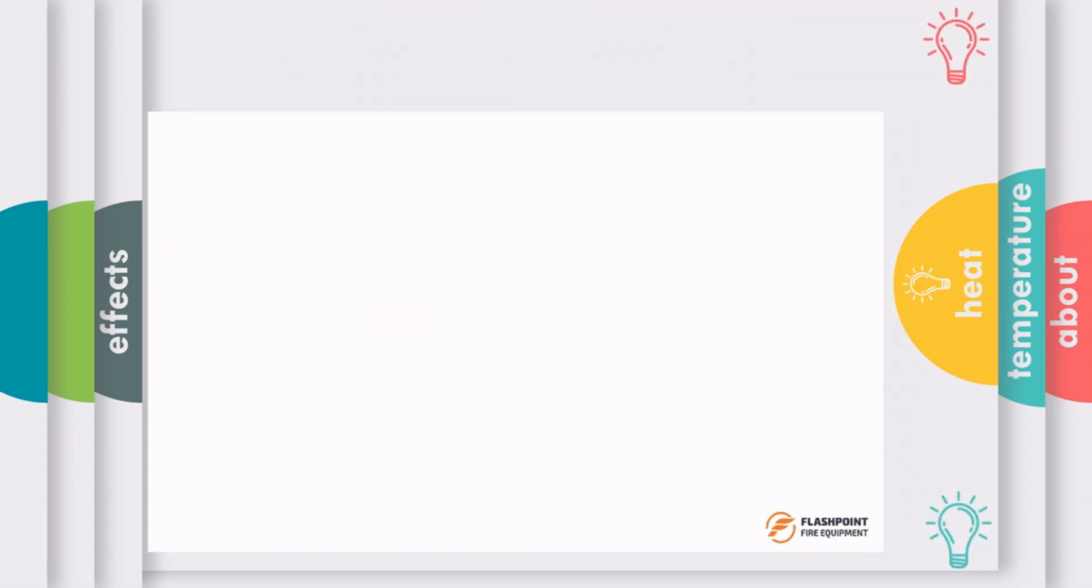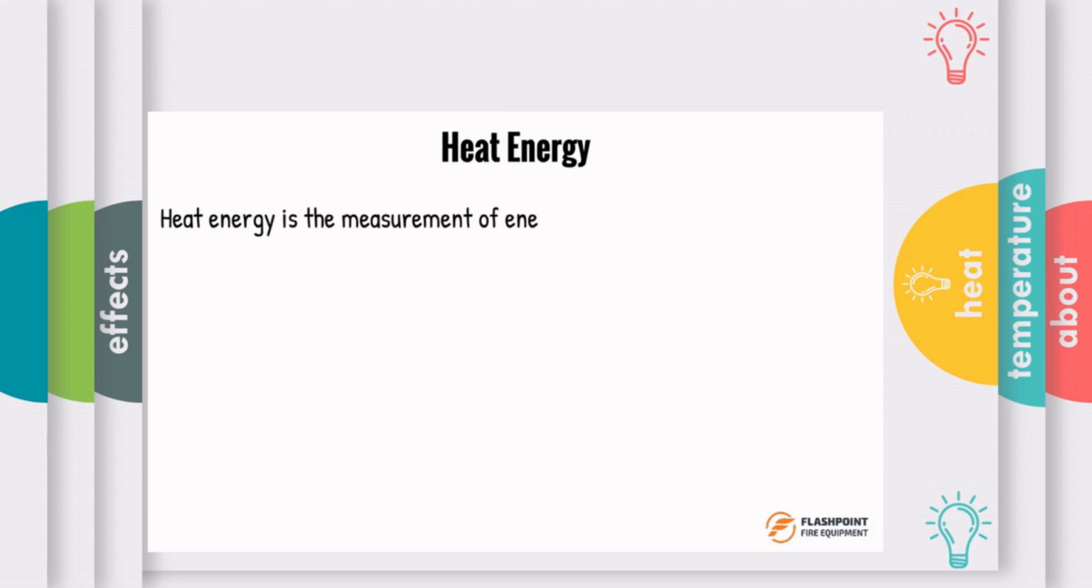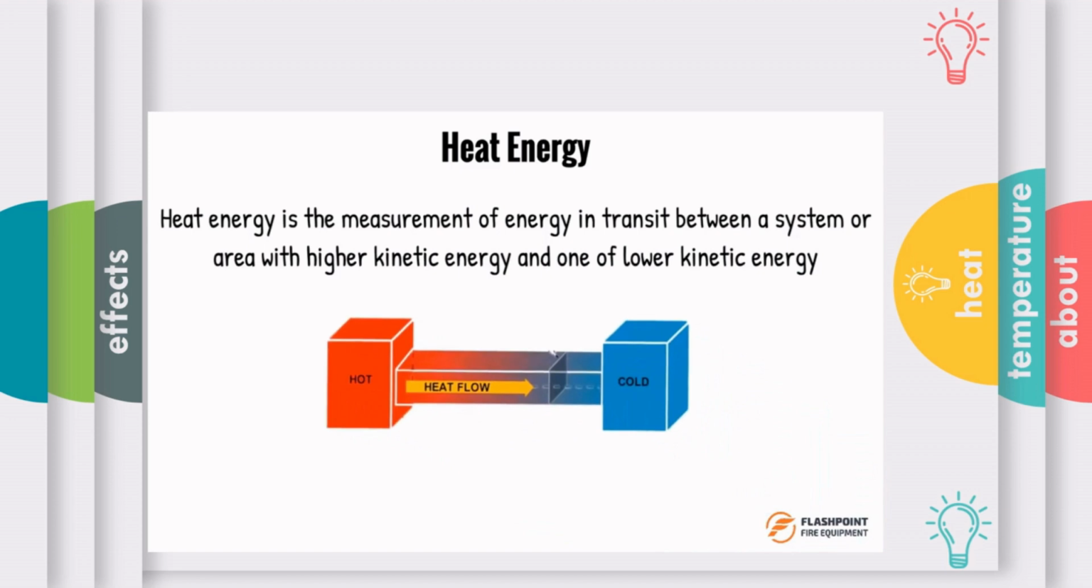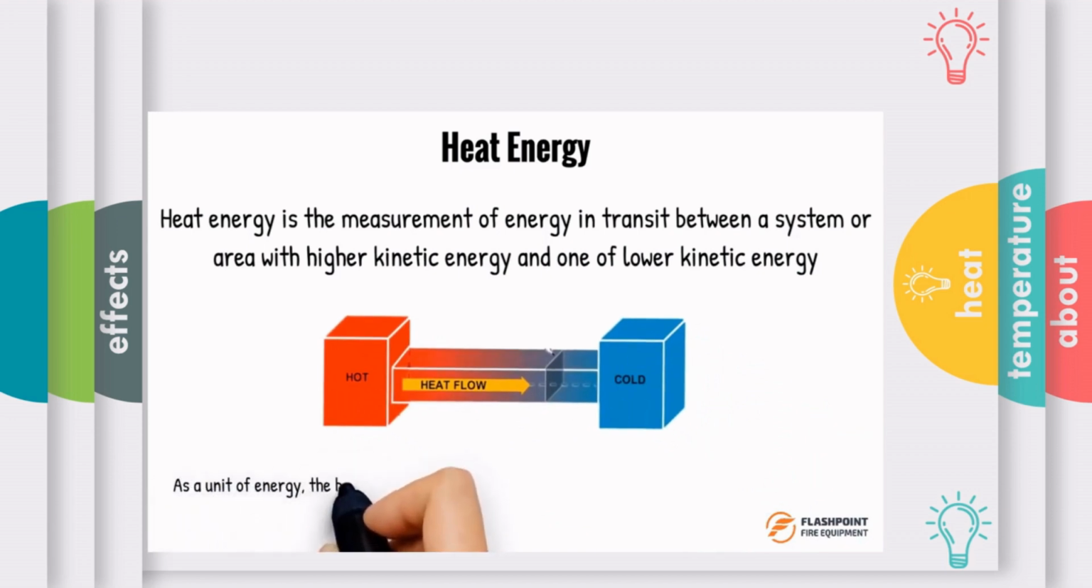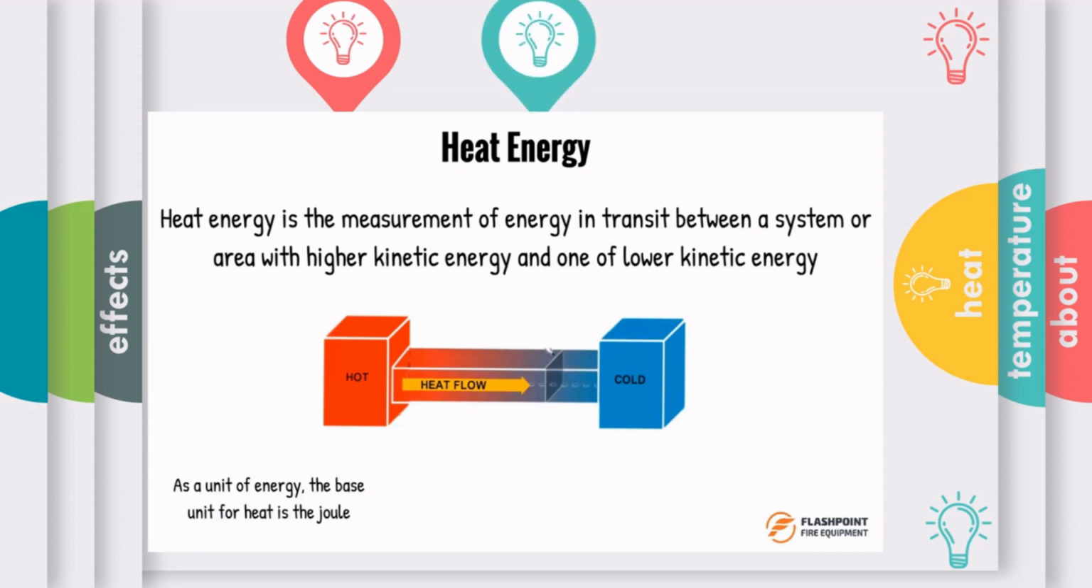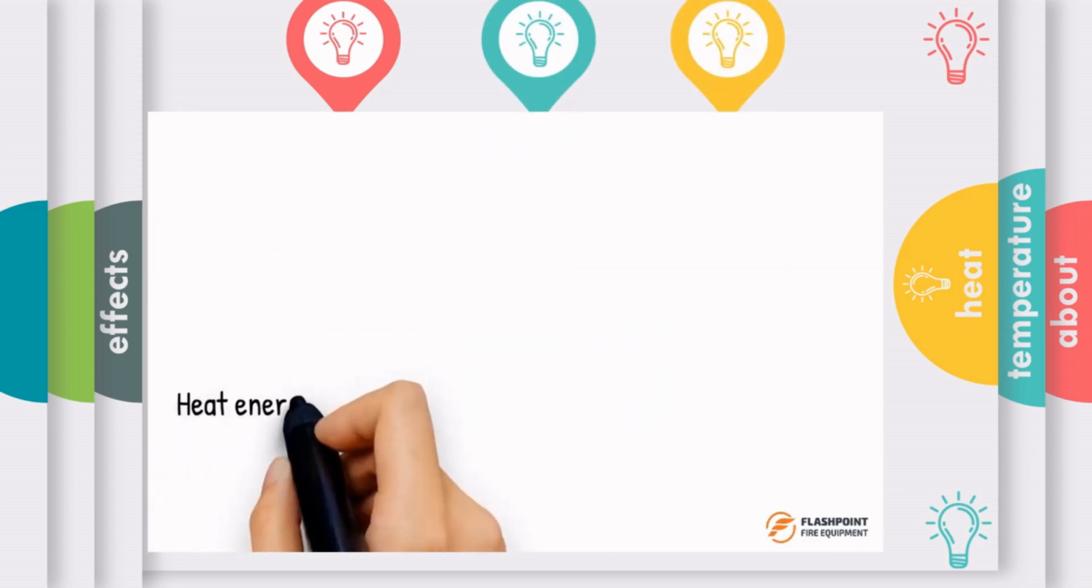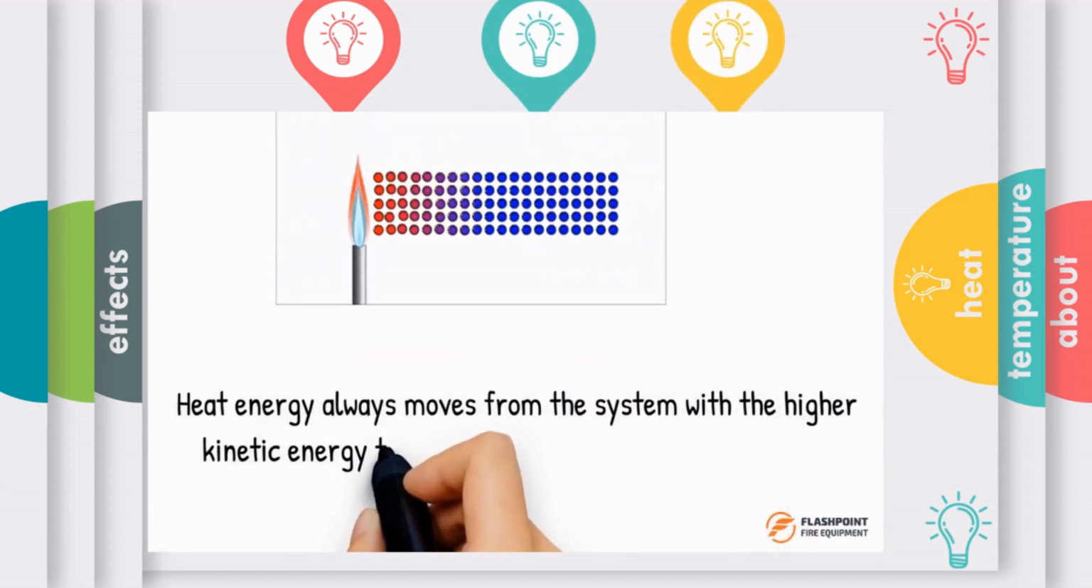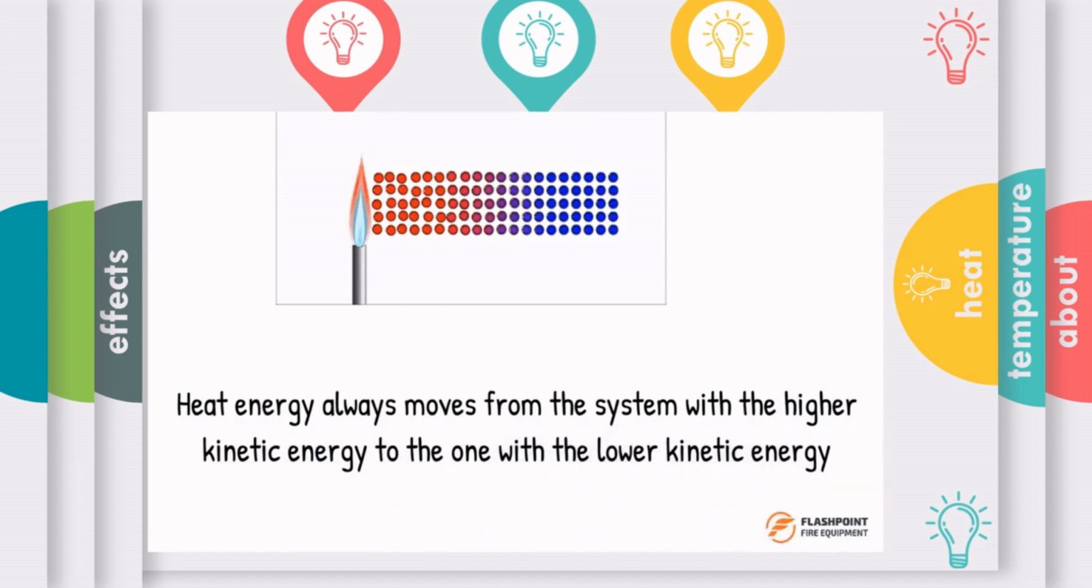Heat energy is the measurement of energy in transit between a system with higher kinetic energy and one of lower kinetic energy. As a unit of energy, the base unit for heat is the joule. Remember, heat energy always moves from the system with the higher kinetic energy to the one with the lower kinetic energy.